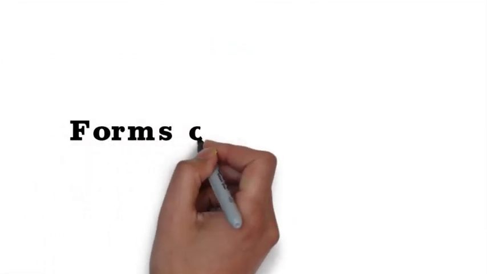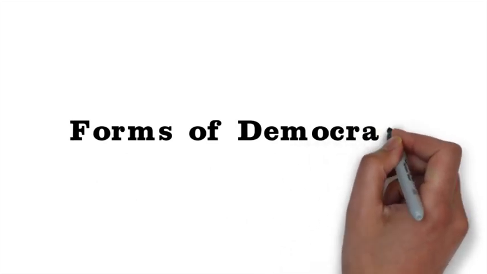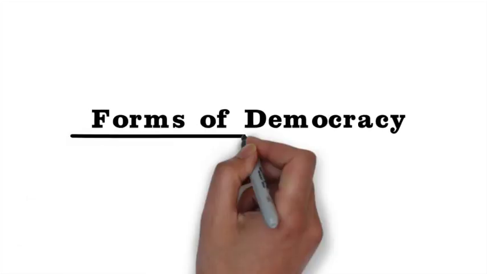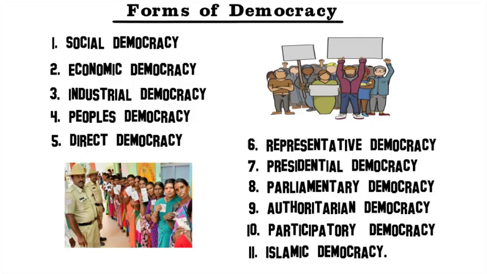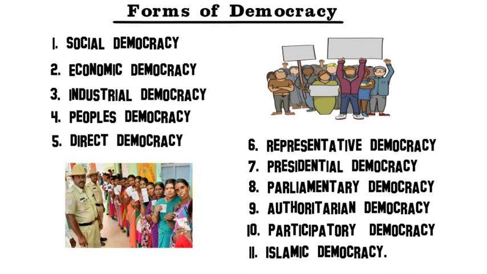Hello and welcome to this second part of the forms of democracy tutorial. In my last tutorial, the first part of forms of democracy, we covered social democracy, economic democracy, industrial democracy, people's democracy, and direct democracy. You will find the link of this tutorial in the description box below.